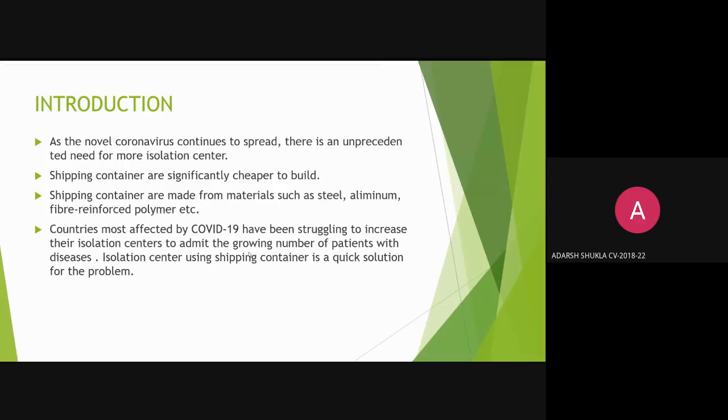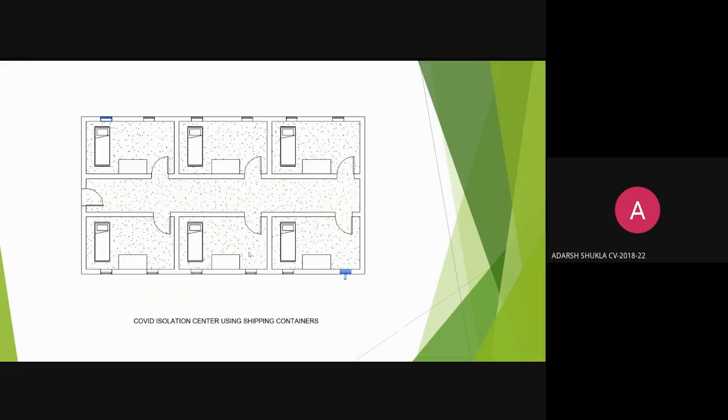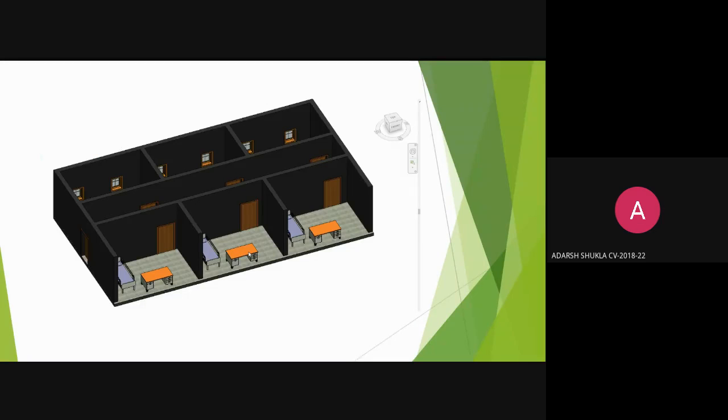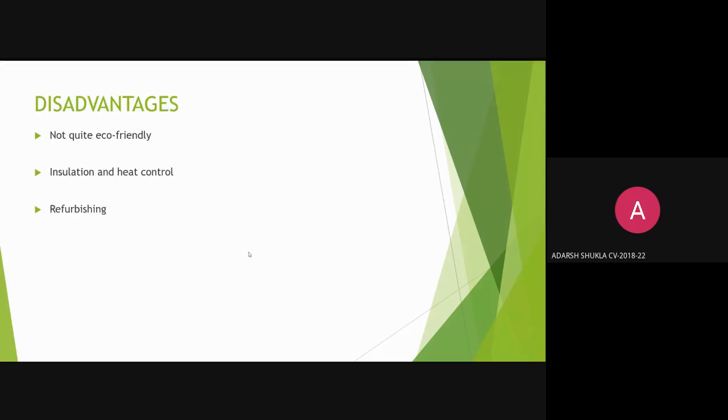So this is our design. It's a 3D view. This is the plan of a shipping container isolation center. And now is the cross section of the 3D view. It has certain advantages such as reduced time of construction, mobility, toughness, durability, economic construction, and structural stability. It has certain disadvantages as well: temperature factor and refurbishing issues. Now my friend Pankaj Kumar will explain the advantages and disadvantages.